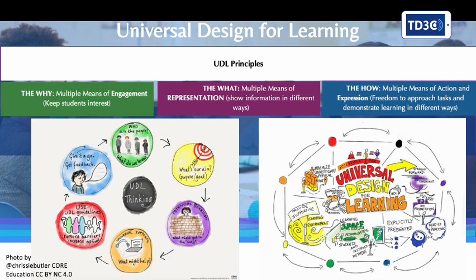The second step is how you present the lesson that they have to learn, how you show information, which different ways are you going to use to present the information to them, adapting to their needs. And finally, how you are giving them freedom to approach the task that you assign to them and how you accept them to demonstrate their learning in diverse ways. These are the three main pillars of the universal design for learning.